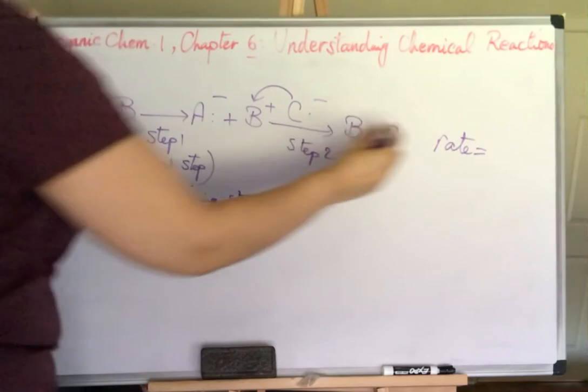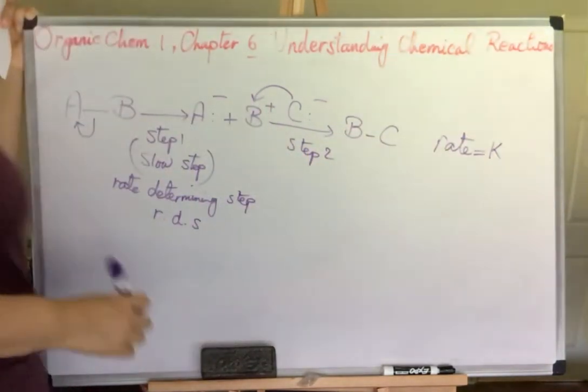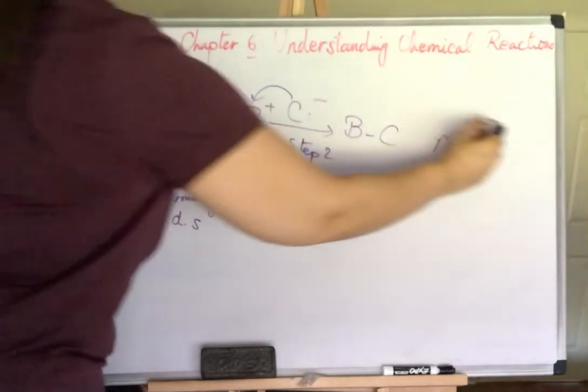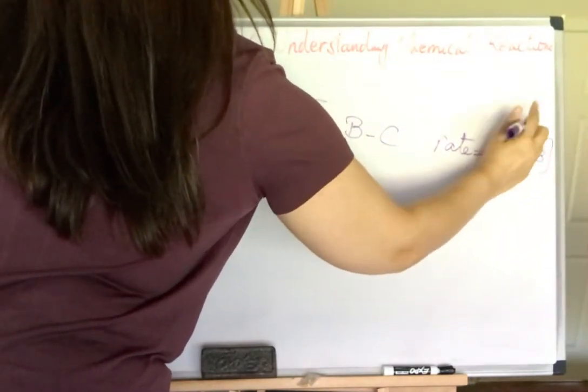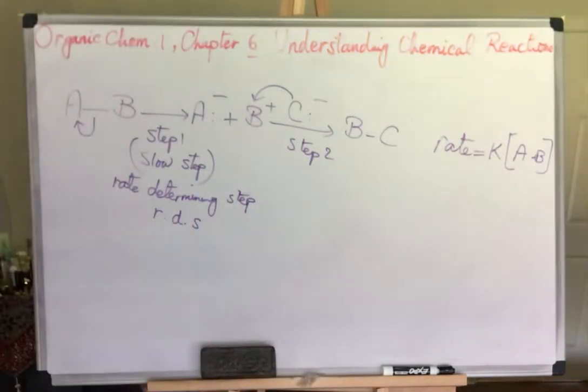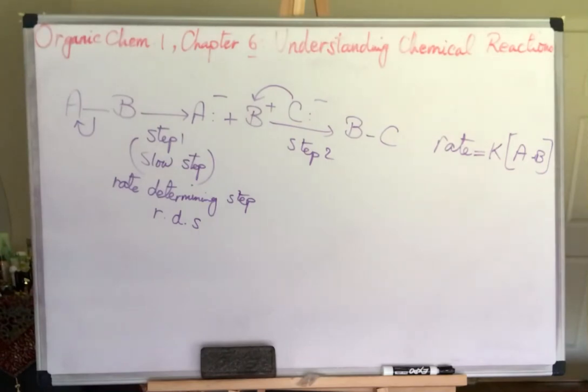So rate, if you remember, was written as k, the rate constant, times the molar concentration of the molecule or molecules involved. Here you just have one molecule. And if you remember again, the overall order of the reaction is 1, first order.